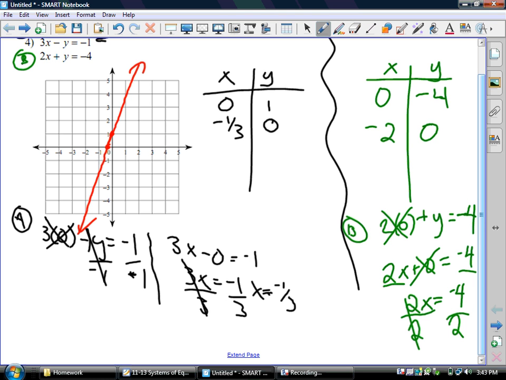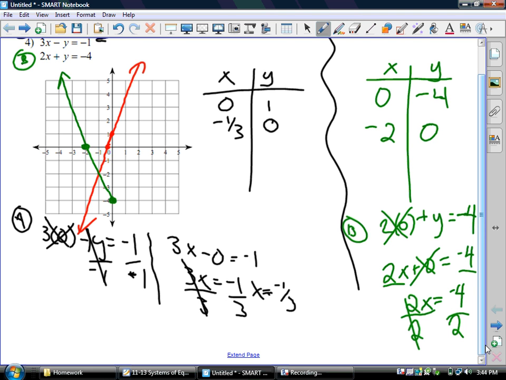Where's (0, -4) on the coordinate plane? Careful, it's 0, negative. Oh, no. It's going to be down 4, that's right. And where's (-2, 0)? Left 2. Then we draw our second line.